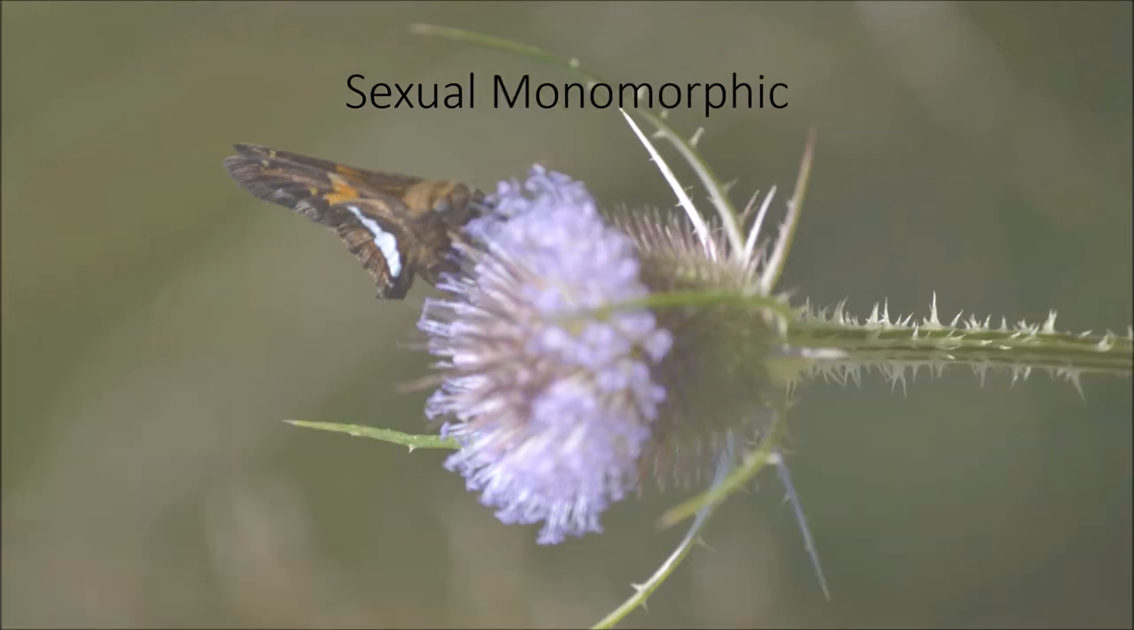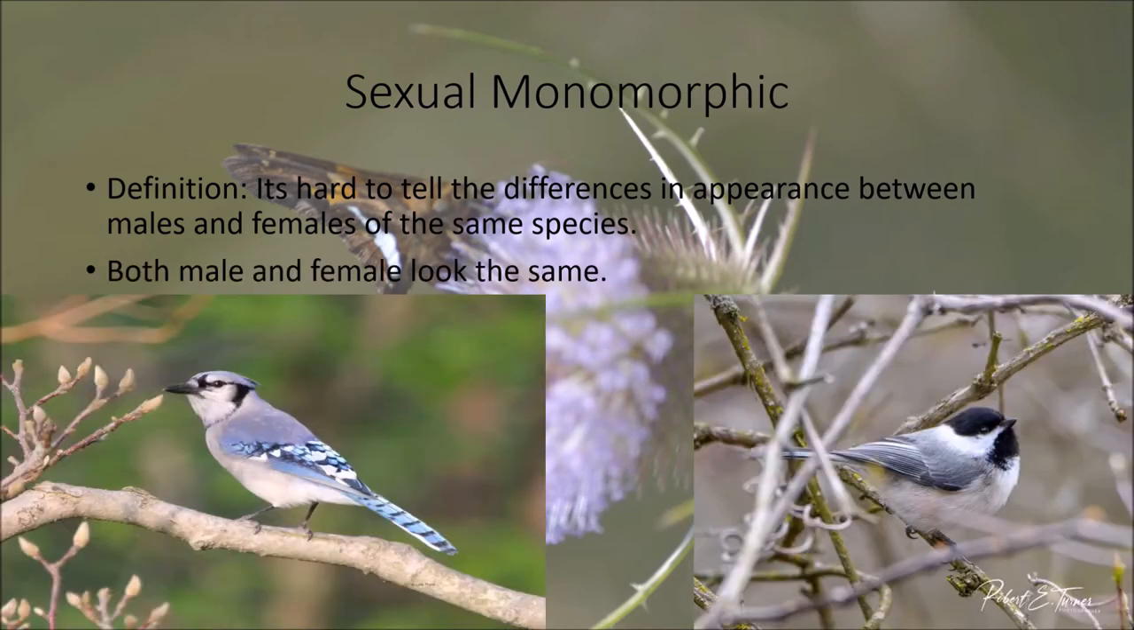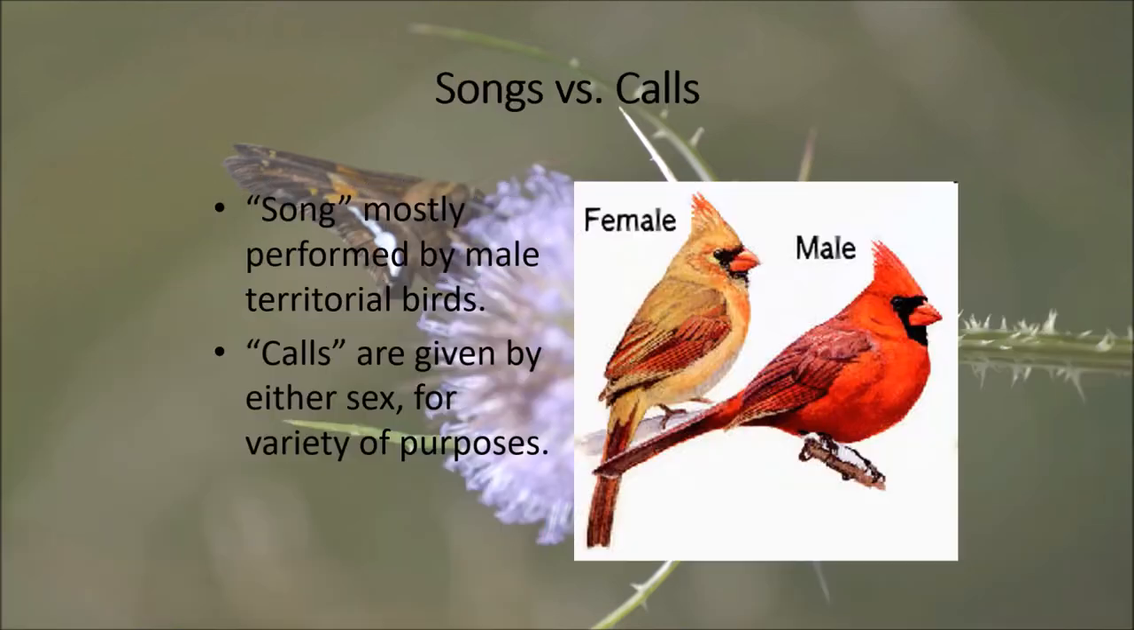But then we have sexual monomorphic, which means it's hard to tell the difference in appearance between males and females of the same species. So it basically means both male and female look the same. Blue jays, chickadees, crows, those are all really great examples of not being able to tell by physical appearance. You would have to do a close examination to tell male or female apart.